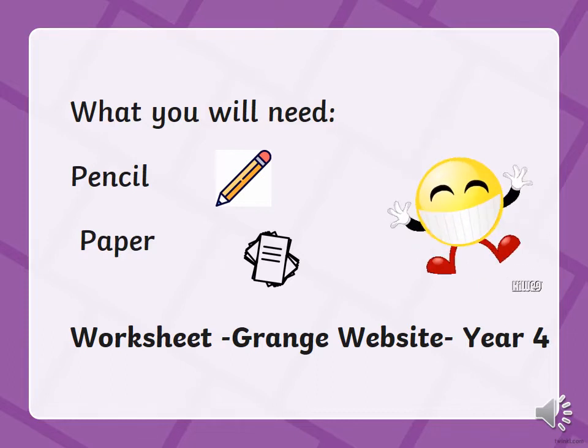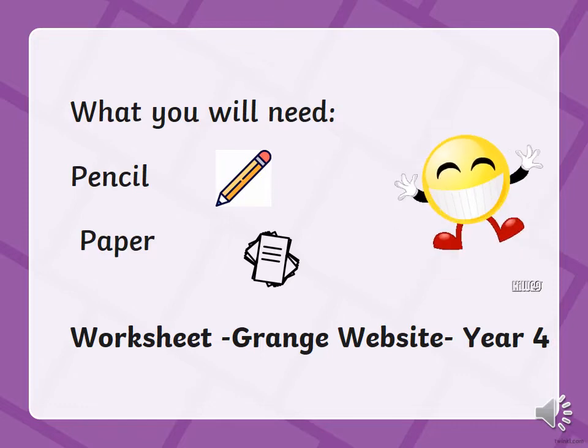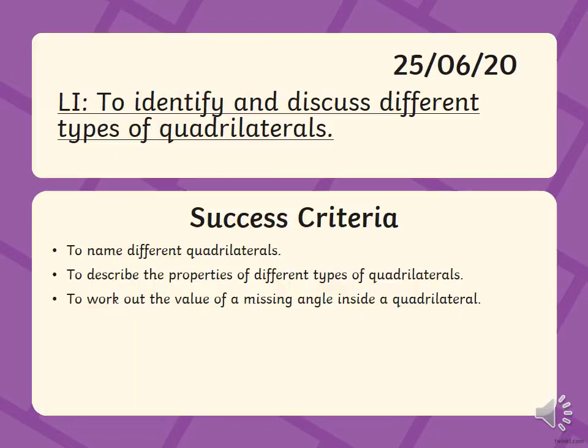So today's session we're going to be looking at quadrilaterals, and for today's session you're going to need a pencil, paper and the worksheets from the website. Okay, so for today's session you're going to be able to identify and discuss different types of quadrilaterals. By the end of the lesson you should be able to name different types and describe their properties and work out the value of missing angles.